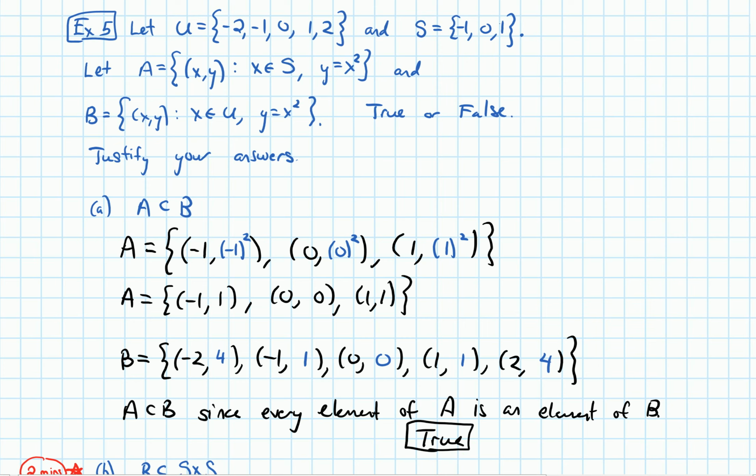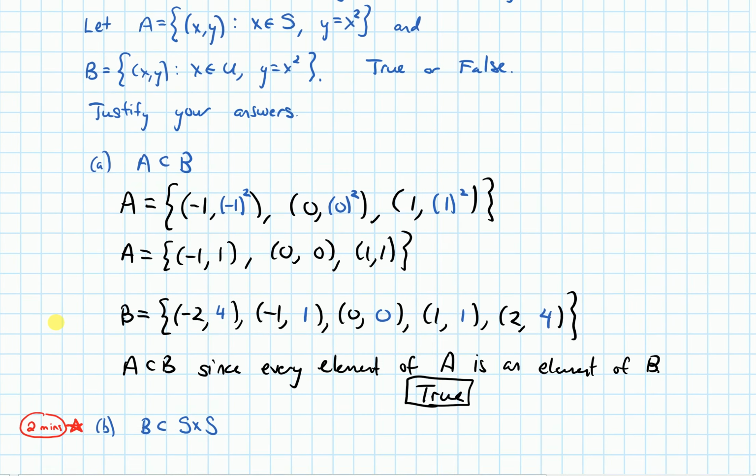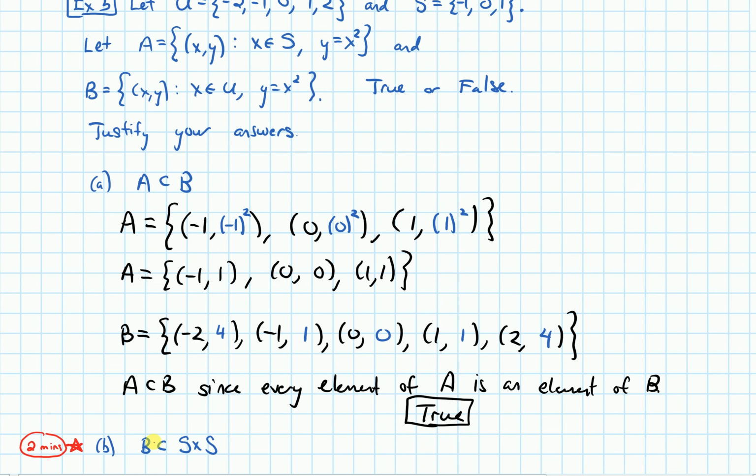All right, let's do one more part to this example. This asks, is B a subset of S cross S, this Cartesian product? For this, I want to give you an opportunity to try it first. We're up in the difficulty a little bit with this example, now that we have these Cartesian products in there. So it's really good practice to try this. Pause the video for 2 minutes to really try this question.